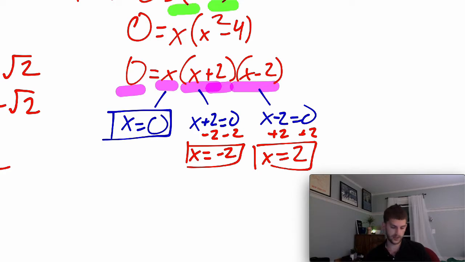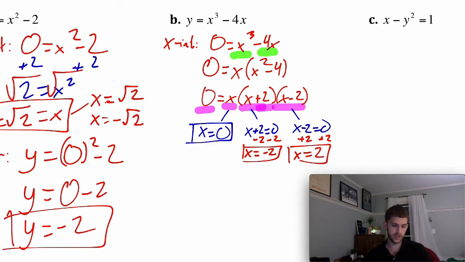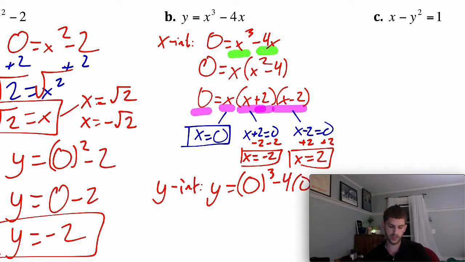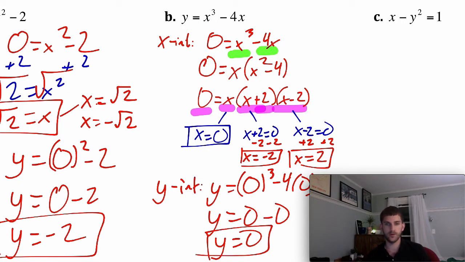Now for the y-intercept, let's plug in x equals 0. So for our y-intercept, we'll do y equals (0) to the third, minus 4 times 0. So we have y equals 0 minus 0, which is y equals 0. The y-intercept's right at the origin, which makes sense because we also had another x-intercept here at the origin.